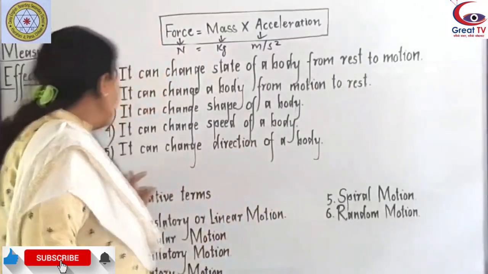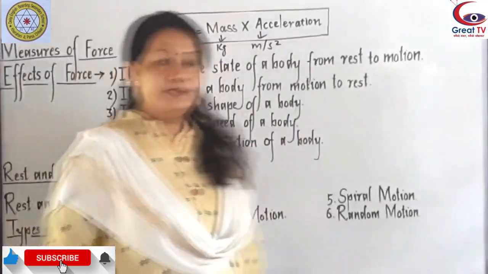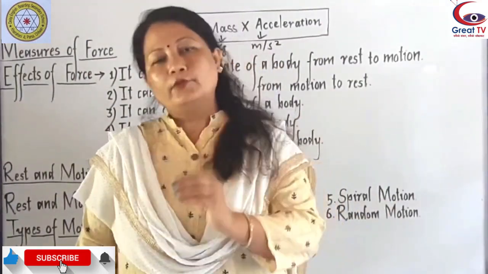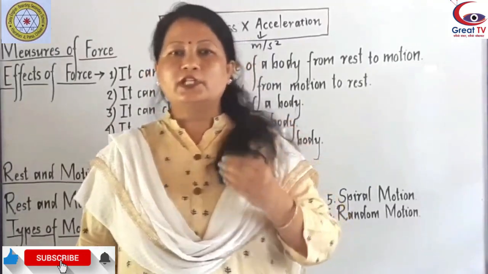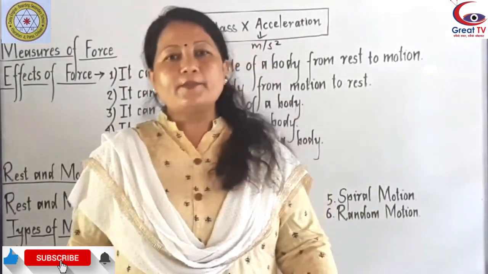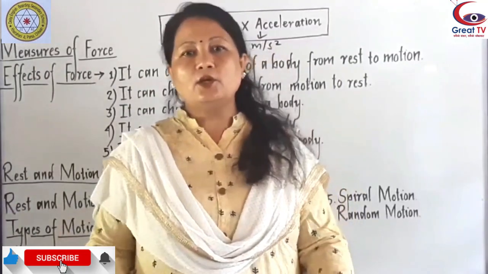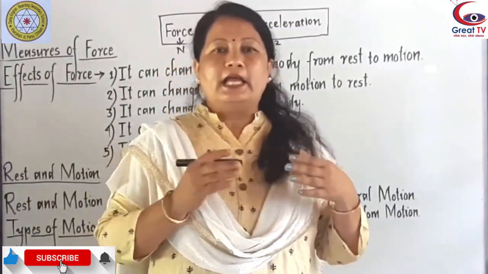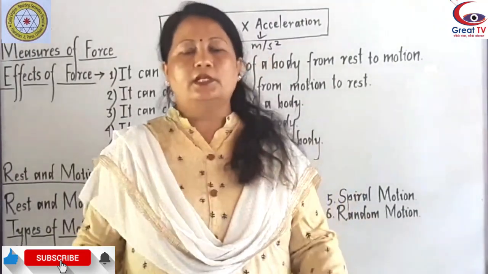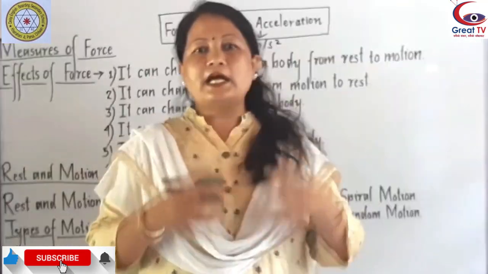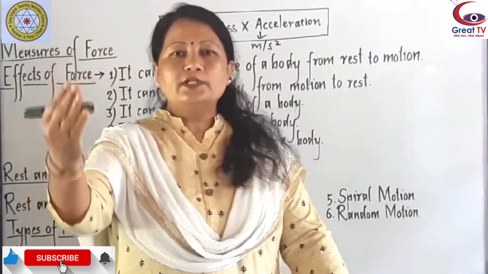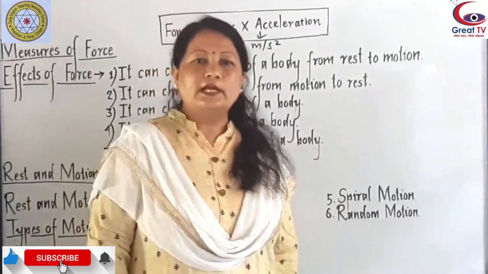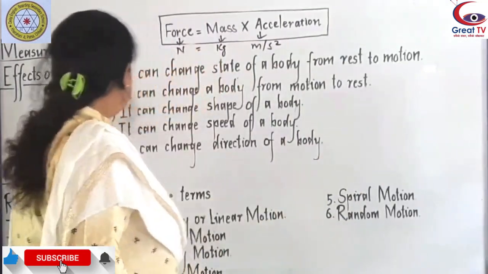And rest and motion are relative terms. The same body is at rest with respect to one body and in motion with respect to another body. For example, passengers are sitting on their seats in a moving bus. They all are at rest with respect to each other. But all the passengers are in motion relative to trees, buildings, houses outside. So rest and motion are relative terms.